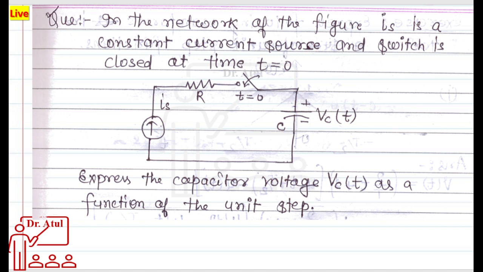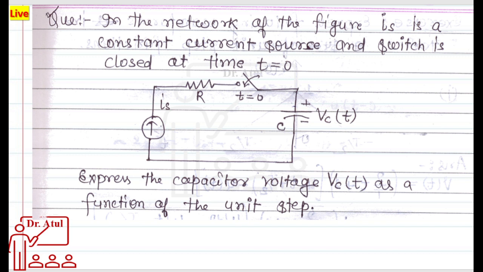Now, one practical question based on representation of signal. In a network of given figure, this is a constant current source and the switch is closed at time t equal to 0. Express the capacitor voltage VC(t) as a function of the unit step. Okay, so this is saying that you have to first calculate the capacitor voltage, then you have to represent it by using VC(t). So VC(t) is a function of unit step signal.